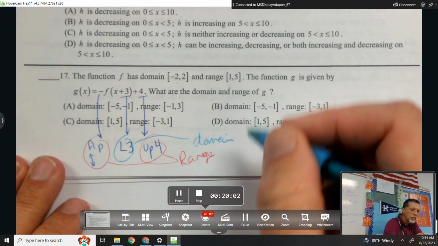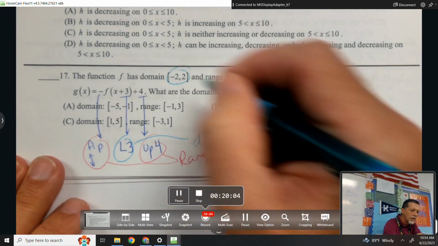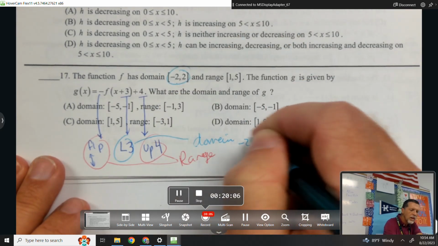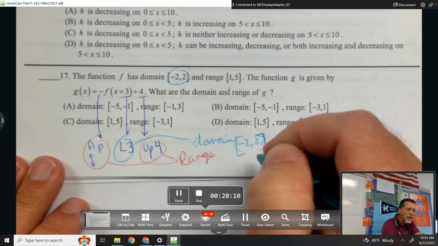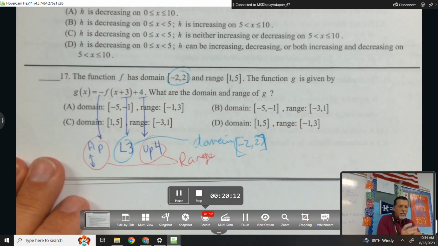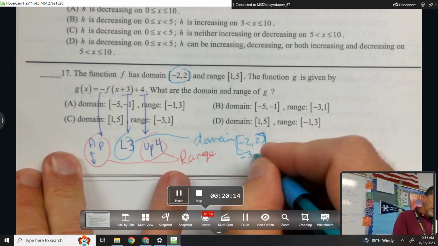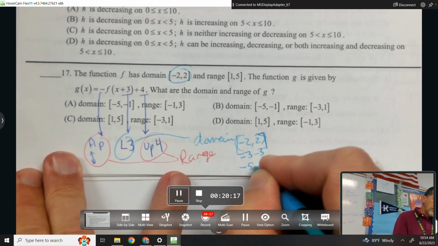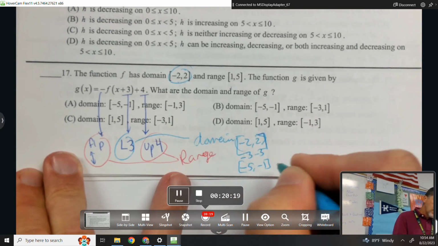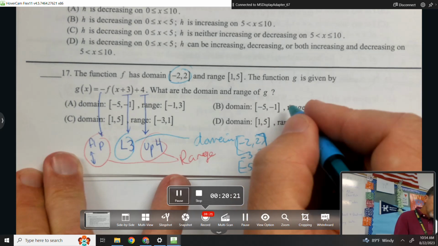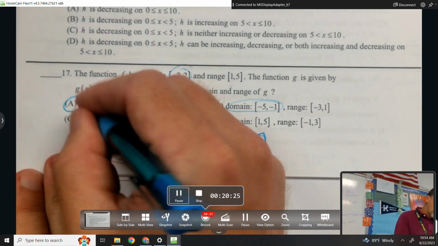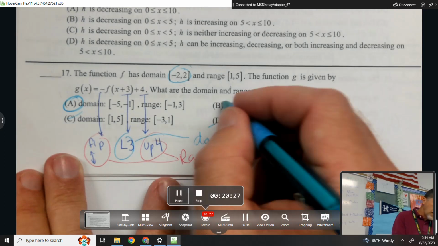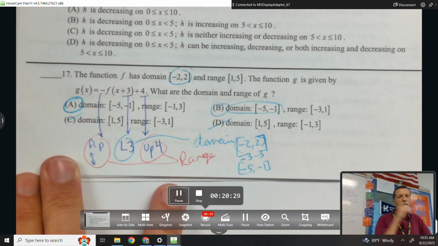So the domain used to be -2 to 2. But if I go left 3, that means I need to back up 3 on both of those. So -5 to -1 is my new domain. And so, whoops, I shouldn't have circled A or B. It's one of those two.